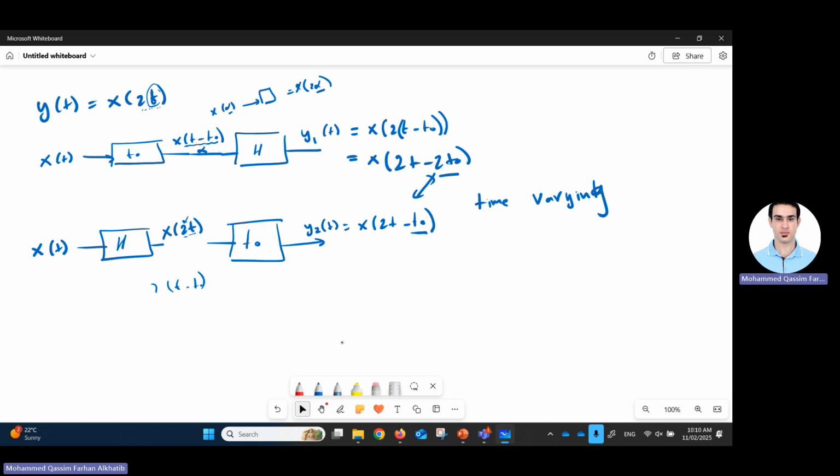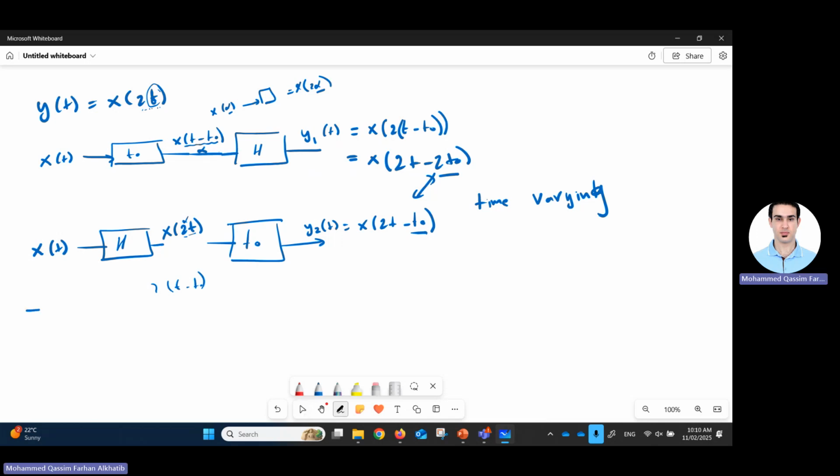Is it clear how we did it? This is actually how you solve the time invariance problem. First, apply the shift, then apply it to the system. Second, apply the system, then apply the shift. Will you get the same result? If yes, then your system is time invariant. If you are not getting the same result, it is a time varying system.